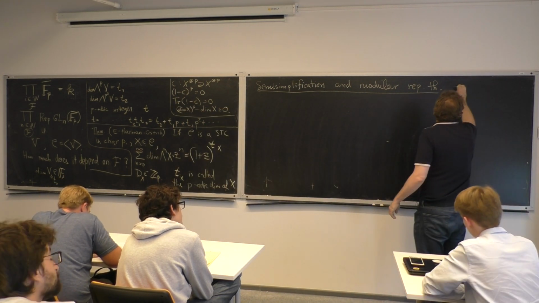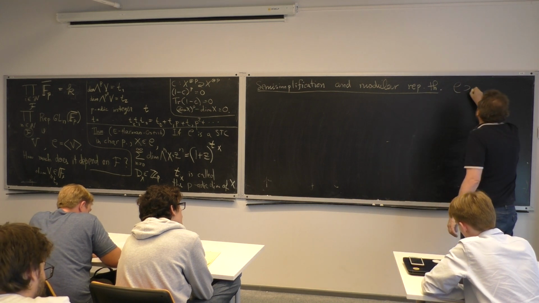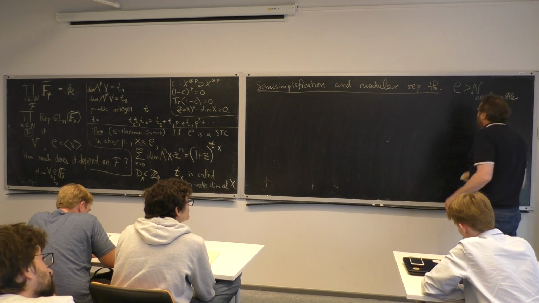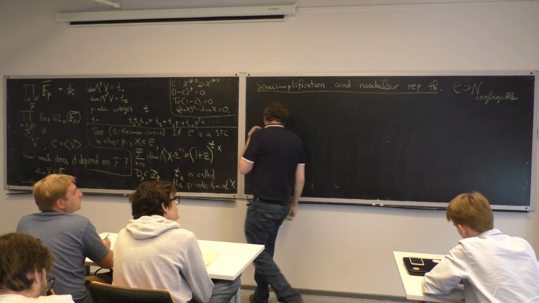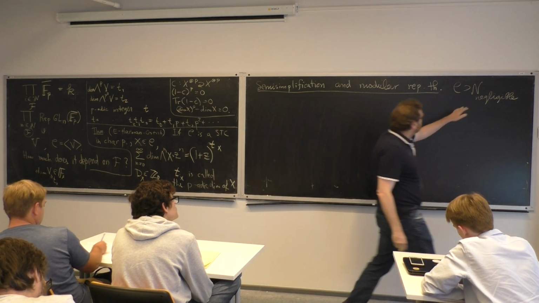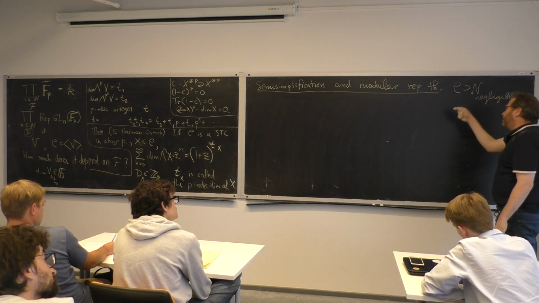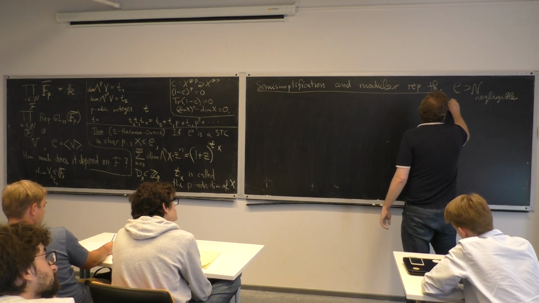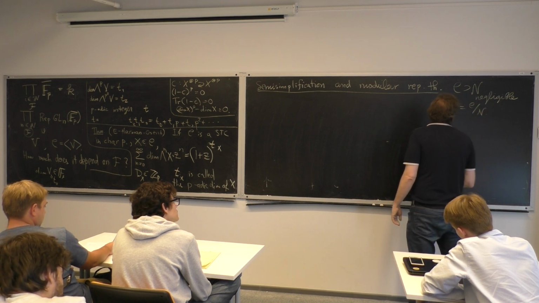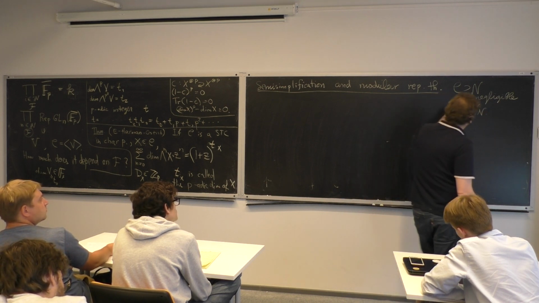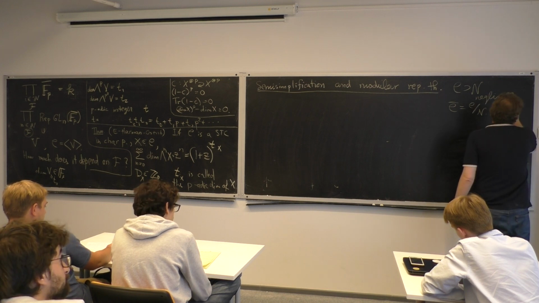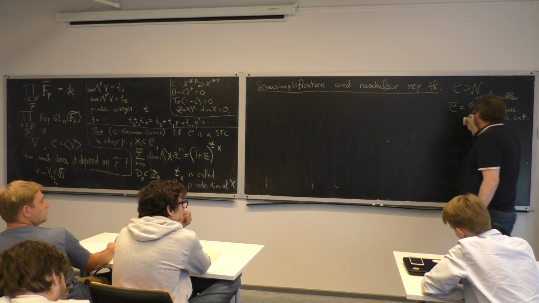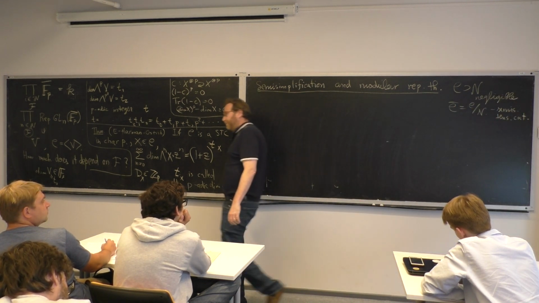Recall that we have some tensor category C. Then it has negligible morphisms, which are morphisms F such that for any morphism G in the other direction, the trace of the product is 0. And then you can define C bar, which is C mod n. This is a semi-simple tensor category whose simple objects are indecomposables of C of non-zero dimension.